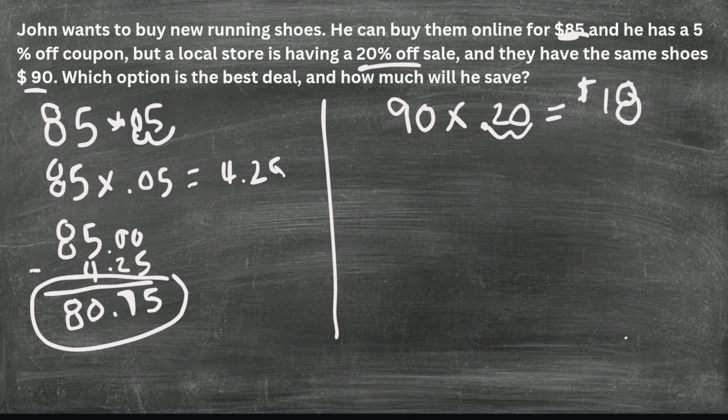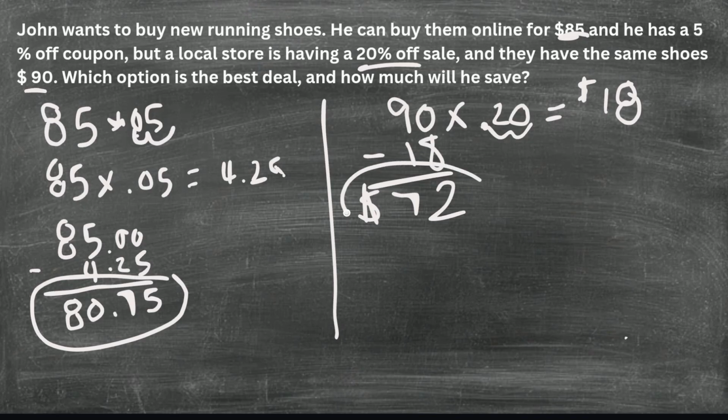So now let's do the same. Let's take 90 minus $18, and so that gives us 2 and 7. So we can get them at the local store for $72. So that's a much better deal.